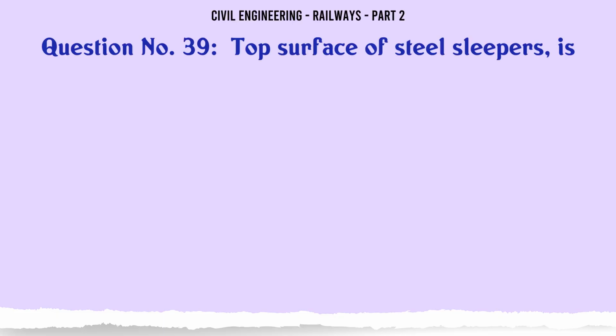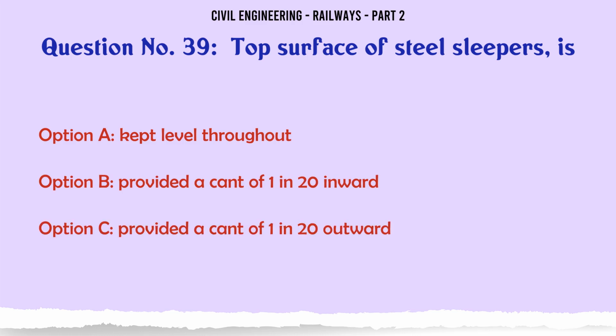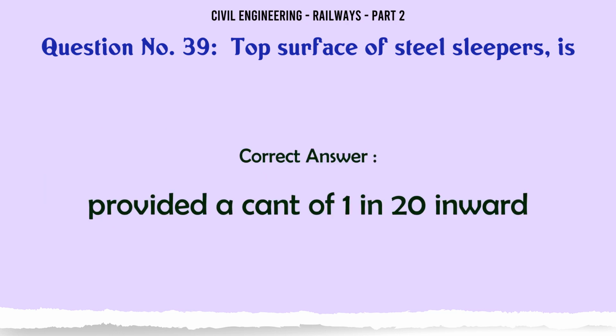Top surface of steel sleepers is A. Kept level throughout, B. Provided a cant of 1 in 20 inward, C. Provided a cant of 1 in 20 outward, D. None of these. The correct answer is provided a cant of 1 in 20 inward.